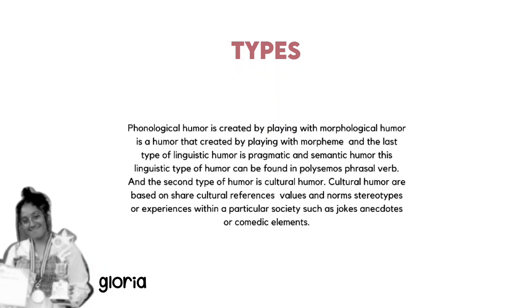Phonological humor is created by playing with stress, intonation, and pronunciation, while morphological humor is created by playing with morphemes, and the last type of linguistic humor is pragmatic and semantic humor. This type of linguistic humor can be found in polysemous phrasal verbs. And the second type of humor is cultural humor. Cultural humor is based on shared cultural references, values and norms, stereotypes, or experiences within a particular society, such as jokes, anecdotes, or comedic elements.